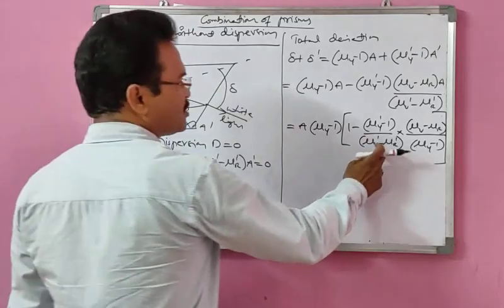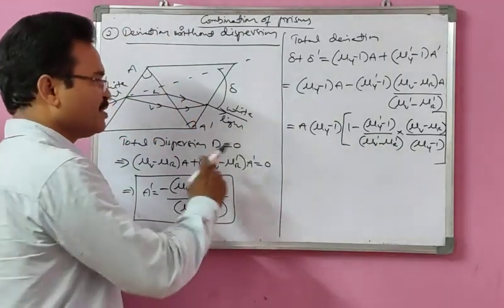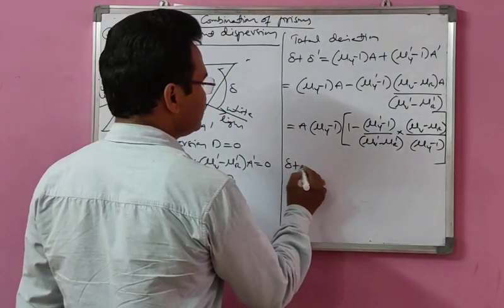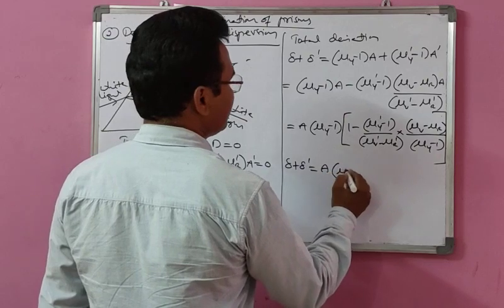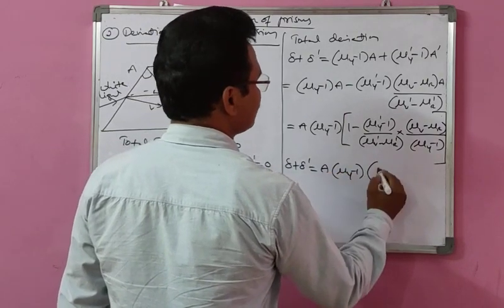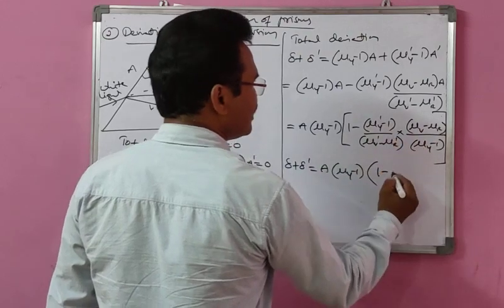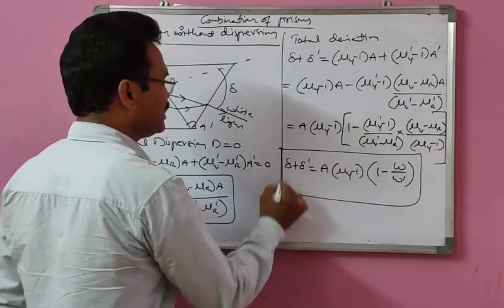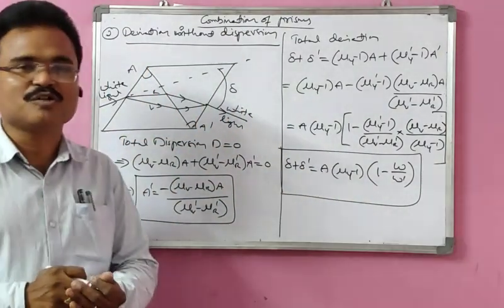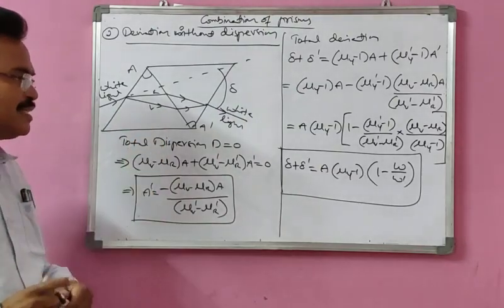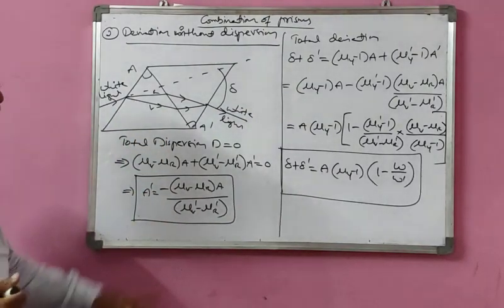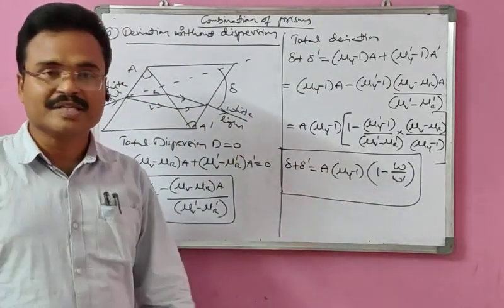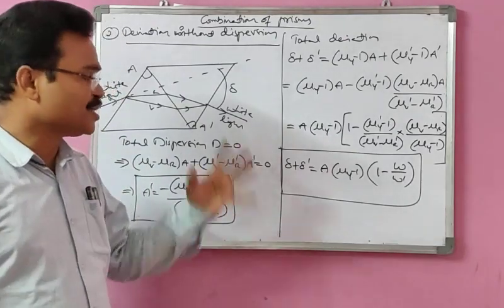This term is the reciprocal of the dispersive power of the second prism, and this is the dispersive power of the first prism. Therefore, delta plus delta dash equals A of mu y minus 1 times 1 minus omega by omega dash, where omega dash is in the denominator. So this is the total deviation produced by the two prisms when they are placed like this. If this condition is satisfied, dispersion is 0 but deviation exists, given by this formula. This is the combination of the prisms.